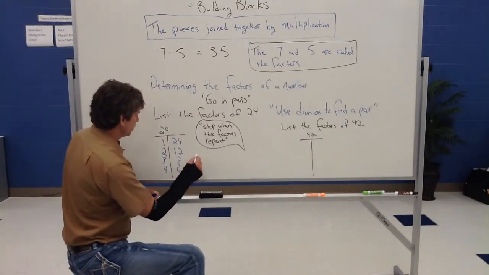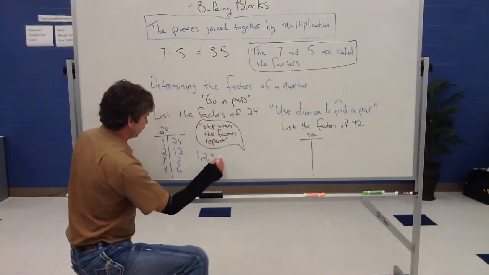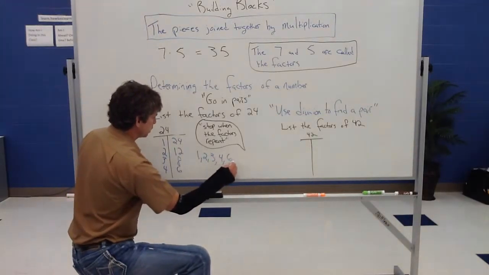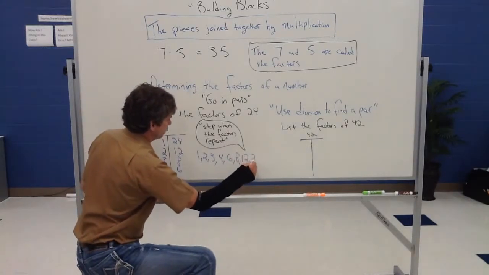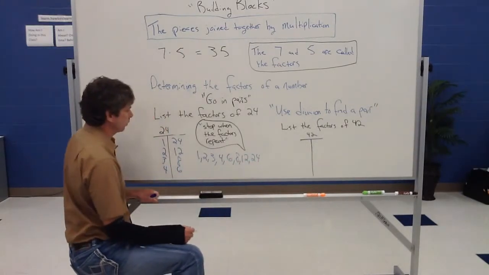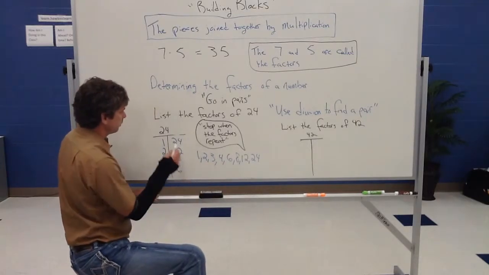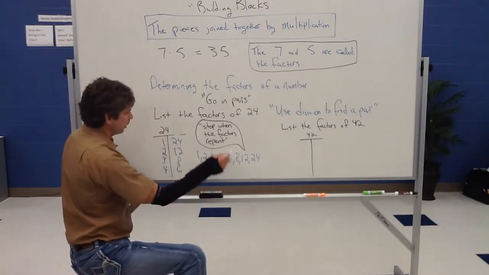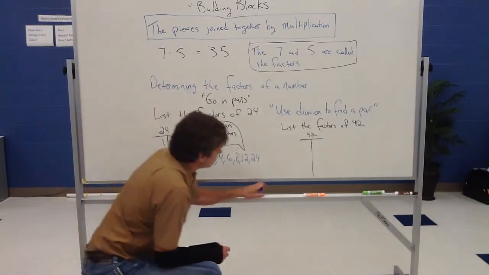So the list of factors would be 1, 2, 3, 4, 6, 8, 12, and 24. So that would be all the factors of 24. And remember, to be a factor of 24, these numbers have to be able to divide evenly into 24, and they all do. Let's look at this next example.